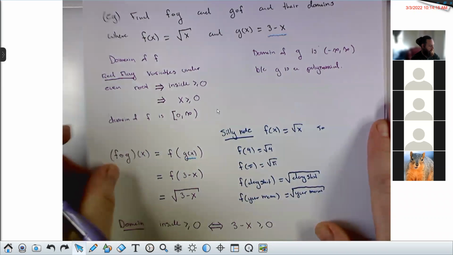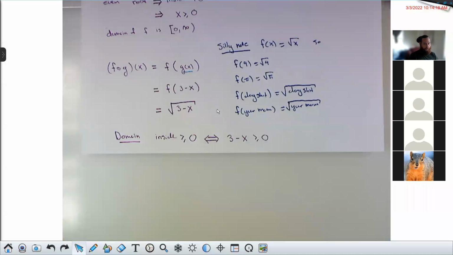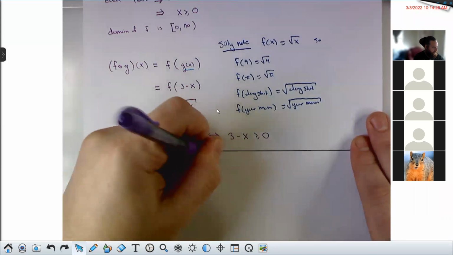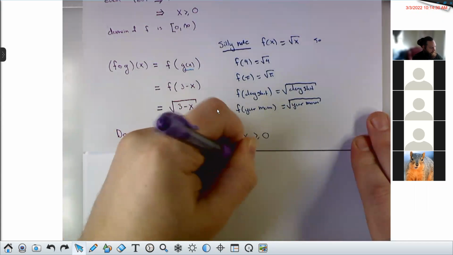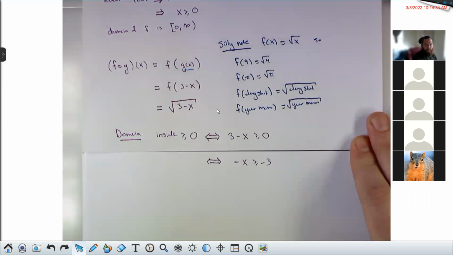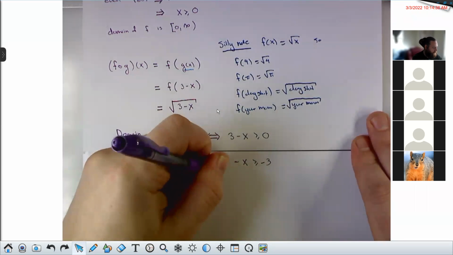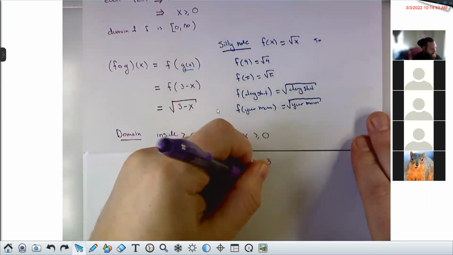And there's a few ways to solve this. I think what most people would do is subtract the 3 over, and that's okay. That'll give me negative x is greater than or equal to negative 3. And then divide both sides by -1, get rid of the negative. And remember, when we do that, the inequality is going to flip over.